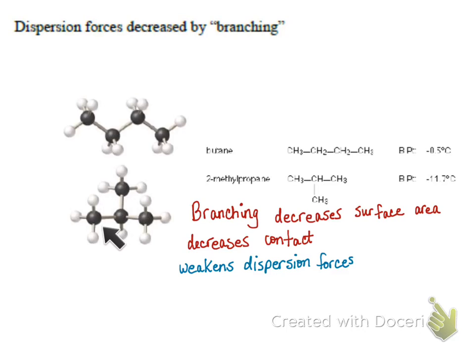This one down here has more of what we call branching, and with branching, it has decreased surface area, and that weakens dispersion forces because they don't have as much contact with each other. So that's why with branching, the boiling point decreases, because the particles are not as attracted to each other.